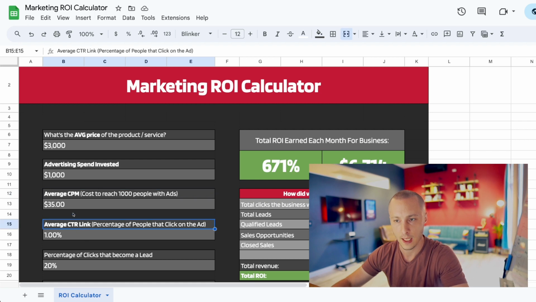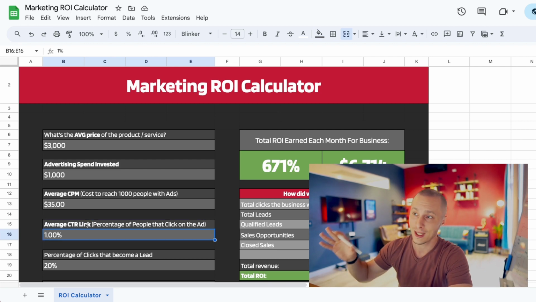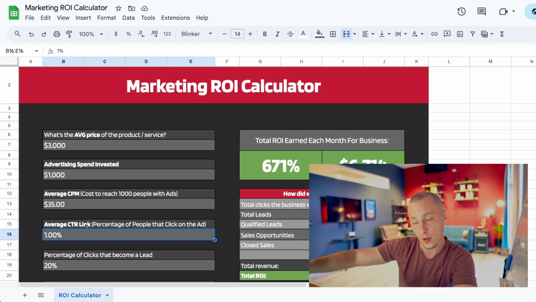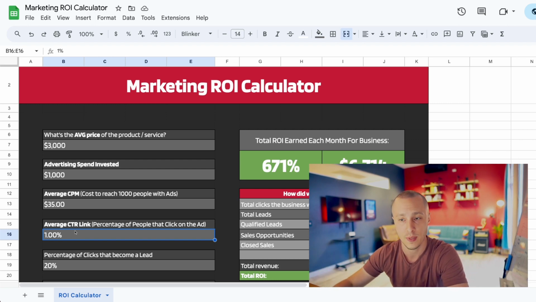The other really important metric for us is CTR, right? This is the percentage of people that will actually click on the ad. Now, this is going to come down to how good your ad is, right? So click-through rate, that's what that stands for. On average, the click-through rate for someone to click on your ad and then go to the next step should be at least 1%. This is with a really average ad.